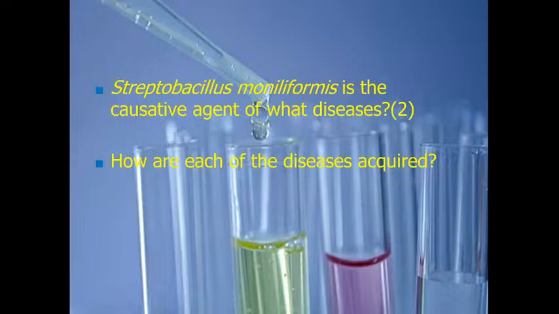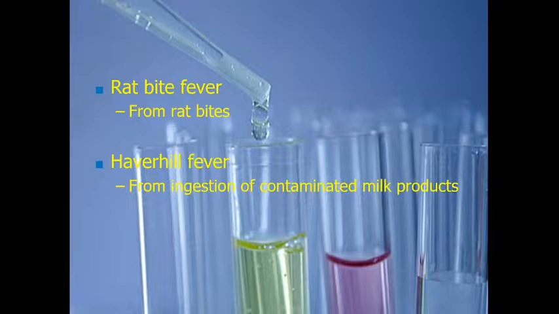So for example, rats have been invading your house, and they go to a lot of milk products around your house, like your chocolate wafers. They would step on it, they could contaminate it, and you could get Streptobacillus moniliformis via ingestion. You could also get it by getting bitten by a rat. So be mindful of this microorganism: rat bite fever, and of course, Haverhill fever.